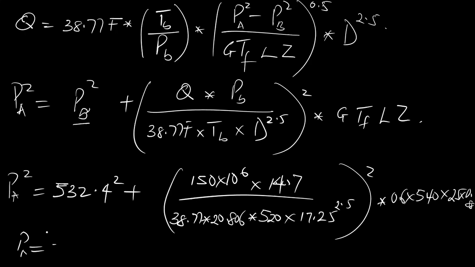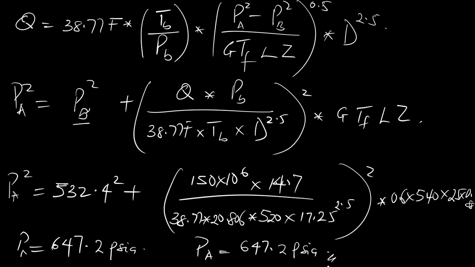So now, when I take the square root of this, it will now be 647.2 psia. So the pressure at A is equal to 647.2 psia. So this is the final answer.